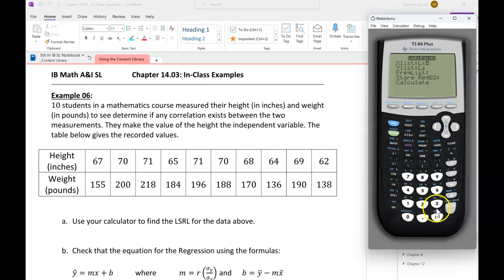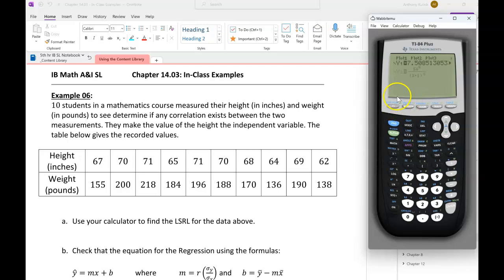So when I do this, my LinReg here, you see where it says Store RegEQ? I'm going to take advantage of this, and I'm going to store my regression equation into Y1. So to find the Y1 in my calculator, I'm going to press VARS, go over to Y-VARS for the Y variables. Our calculator will always be in function mode for this class. Select Y1. Hit calculate. There's all my stuff.